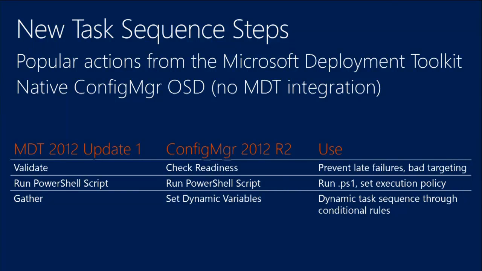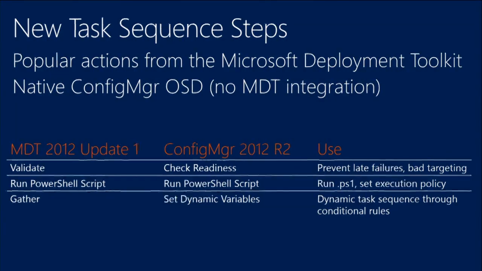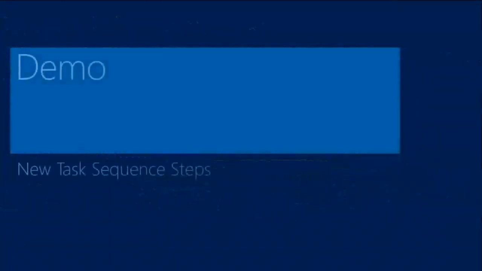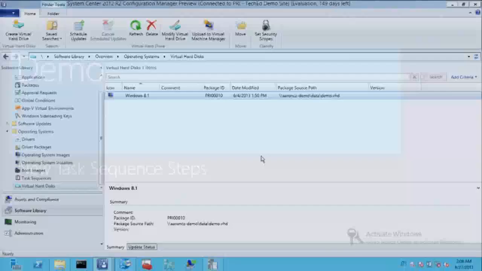And then gather, we're calling set dynamic variables. It's not the full gather functionality. There's a lot going on with gather in MDT. But as I'll show in a demo, this gives you the ability to create some rules in your task sequence that will then determine the values of task sequence variables. So it really adds a lot of dynamic aspects to your task sequence. So enough talk, let's take a look at what that looks like.